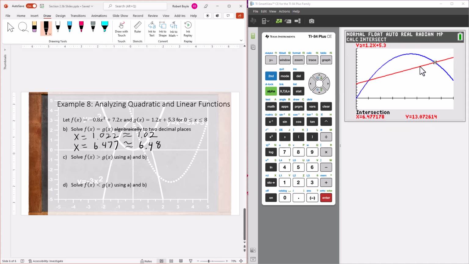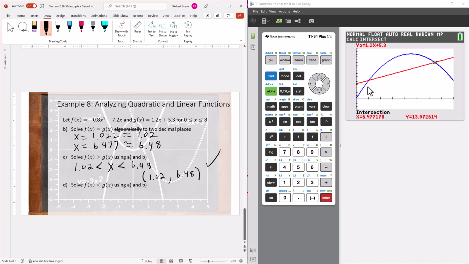Well, we know they're equal here, right? Where are they greater? They're greater right here. Okay, so what is that? Well, that is the values of x which are greater than 1.02 and less than 6.48. That is your answer in algebraic notation. If you wanted to do it in interval notation, which you might have to, that's going to be the open interval from 1.02 to 6.48.